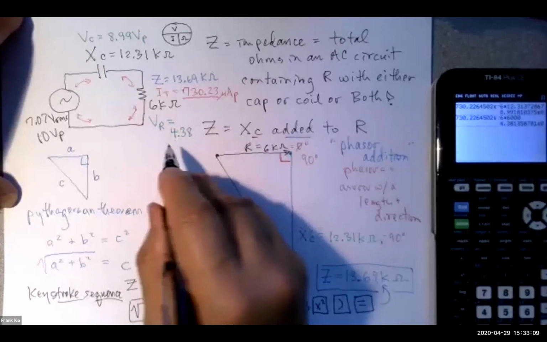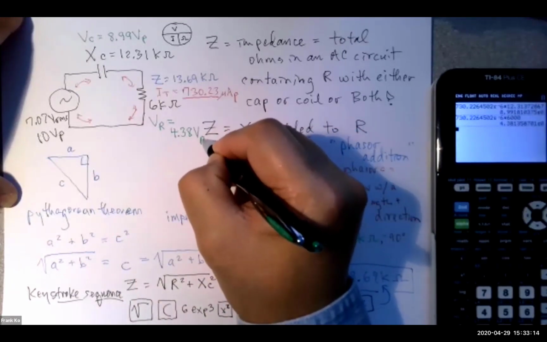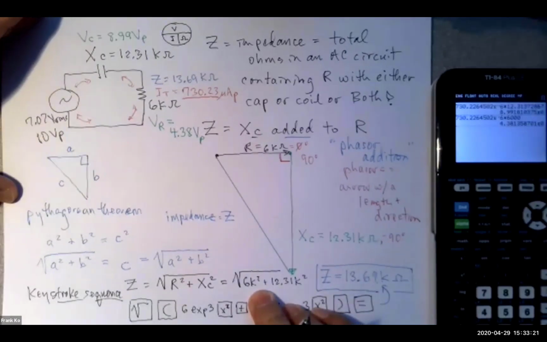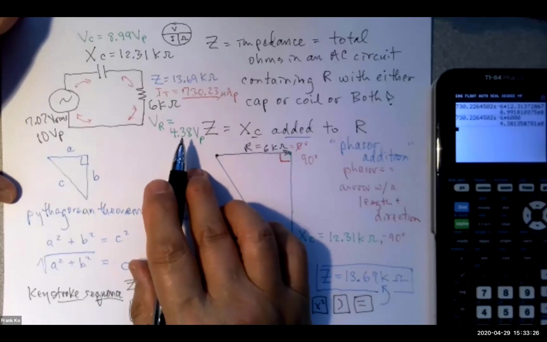I got 4.38. This is a VR, so my units are going to be volts peak. Okay. All right. Very good. So you should have something very close to 4.38 volts peak.